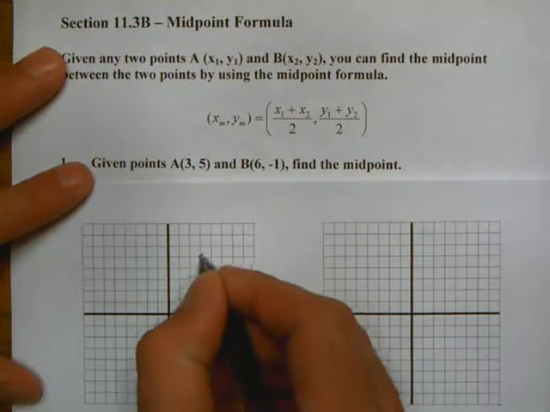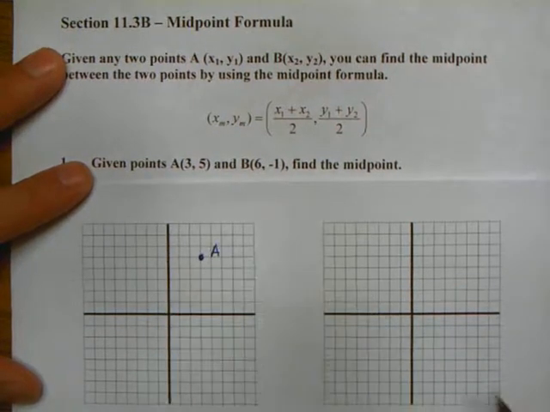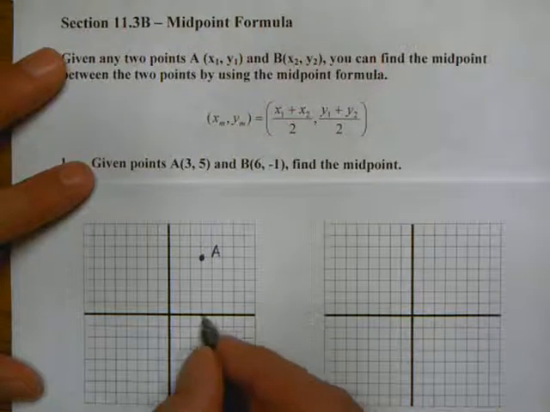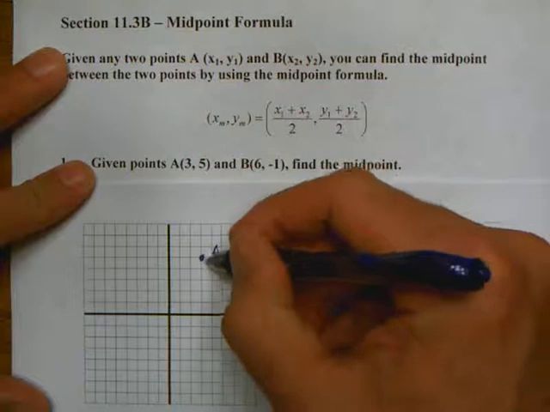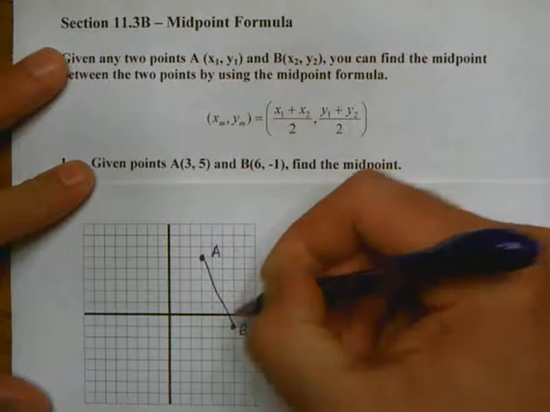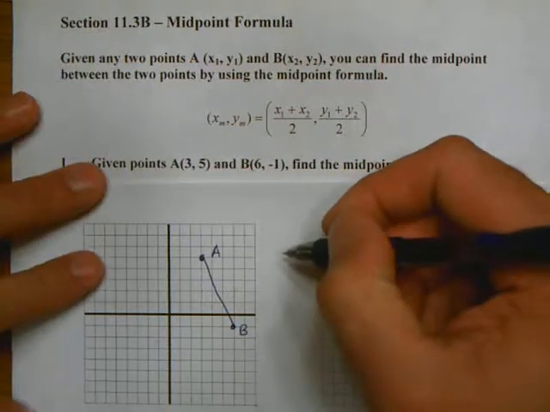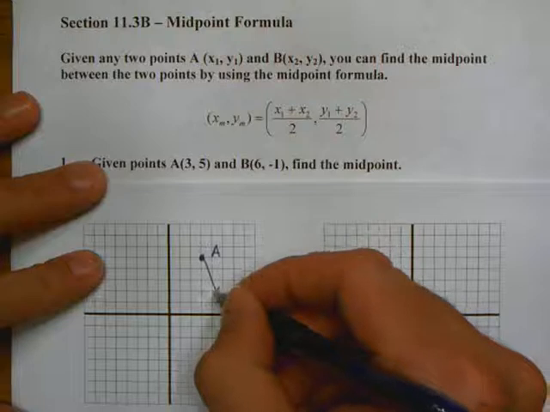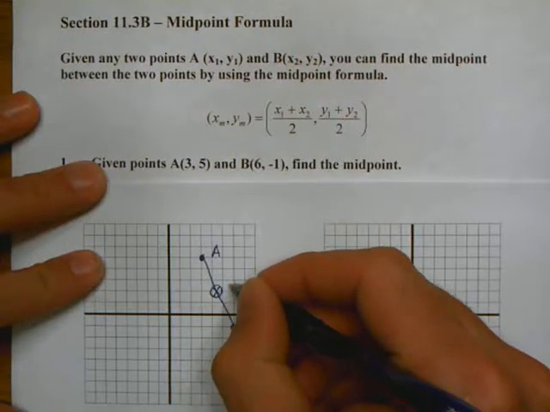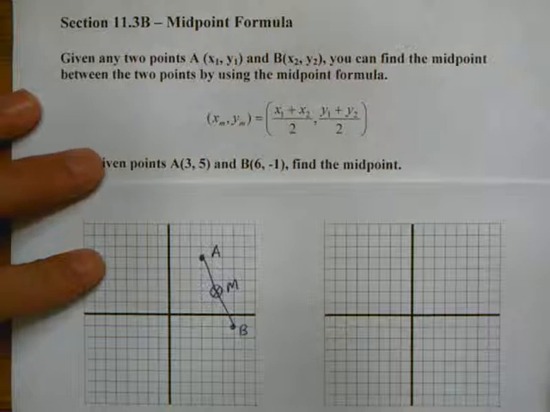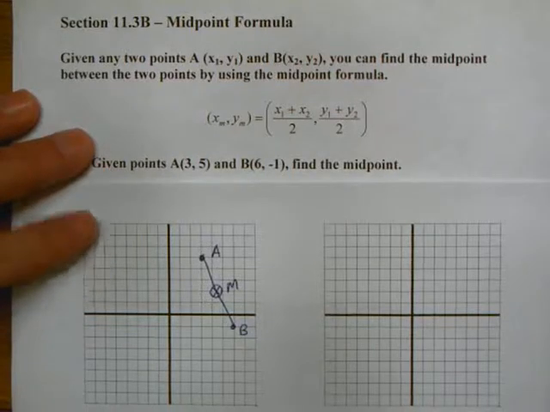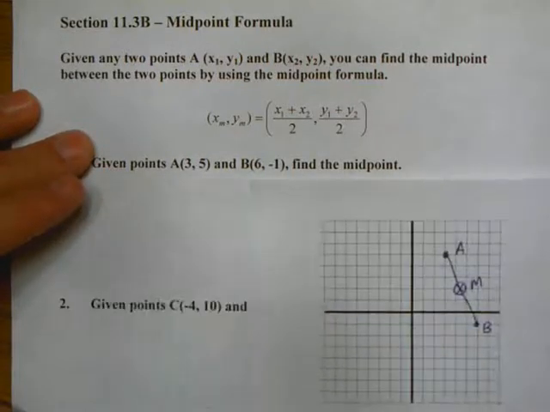I'm going to graph 3, 5, that's point A, and then I'm going to graph 6, negative 1, and that's point B. As I draw a line between the two and try to understand the midpoint spot, I'm going to put an X right about there. I'm going to call that point M as the midpoint. Seems like that looks to be about in the middle.